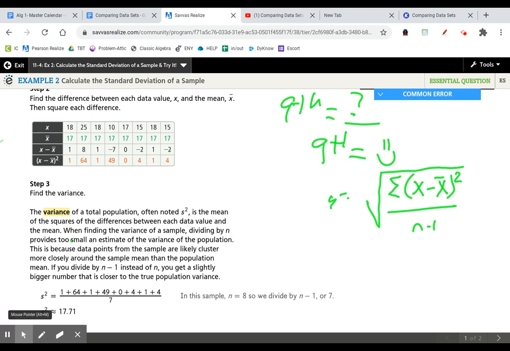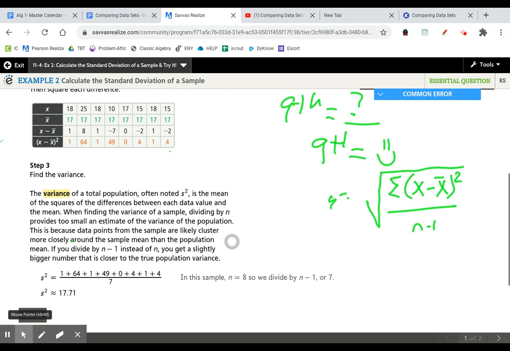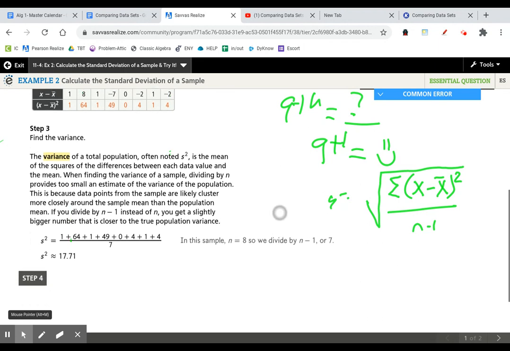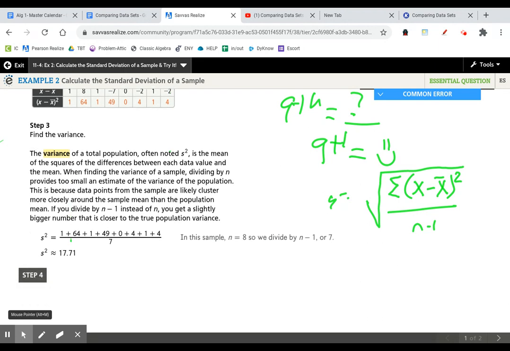Step 3, moving along. It says the variance of the total population. So how much do things vary? Again, that's a word I just used a little bit ago. Often noted as S squared, it is the mean of the squares of the difference between each data value and the mean. So again, at the end, we need to square root this to get S by itself, right? We always do the inverse. The inverse of squaring is square rooting.